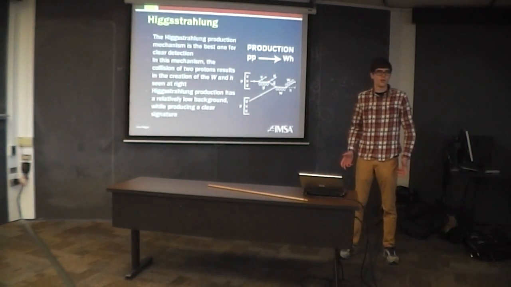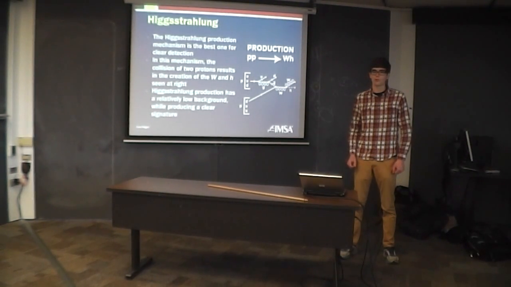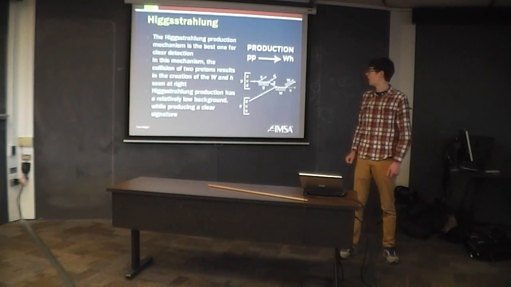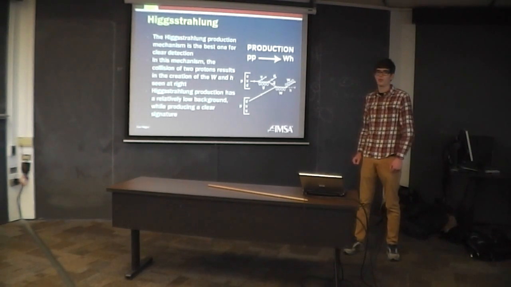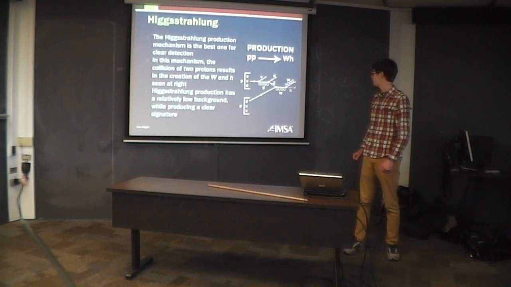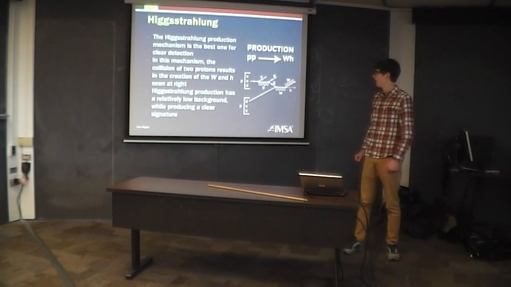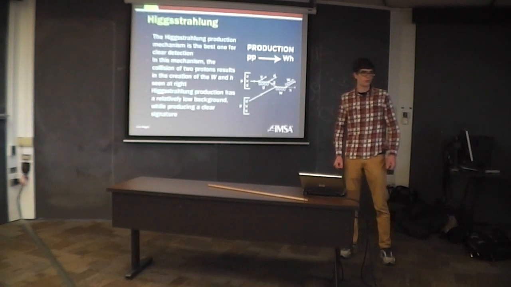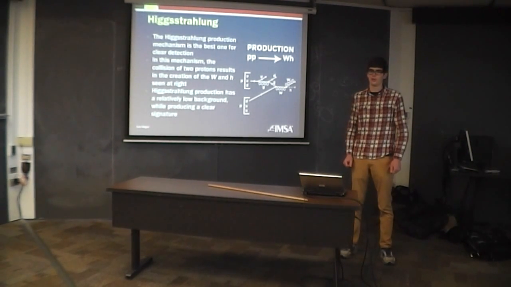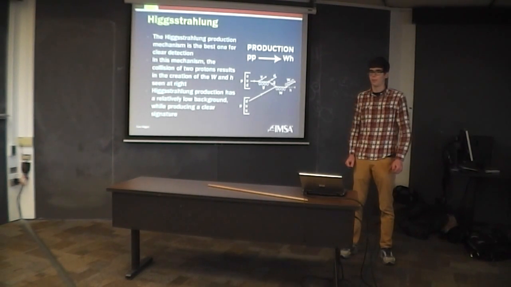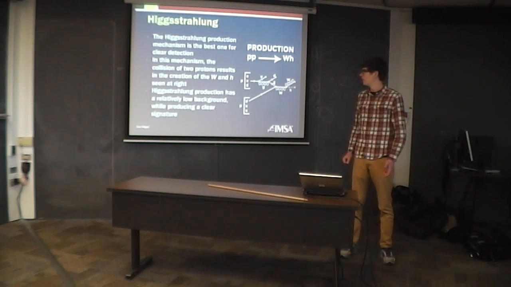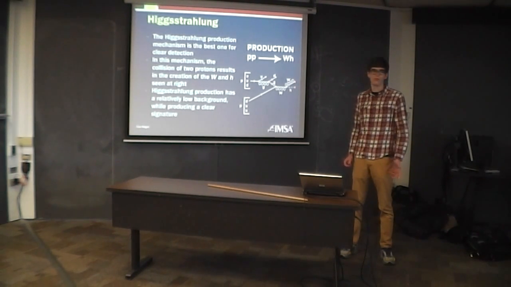So, to make our little Higgs, we determined the Higgs-Stirling production mechanism is the most accurate and viable method of production. As seen in the Feynman diagram to the right, the collision of 2 protons results in a W boson and our little Higgs. And as opposed to vector boson fusion, gluon fusion, and associated production, this mechanism is ideal because it produces a relatively low background noise while producing a clear signature.